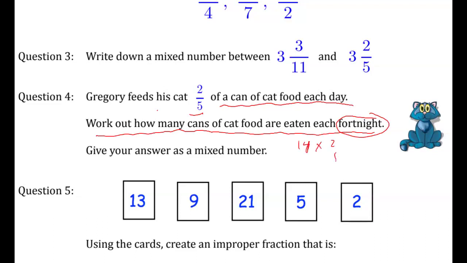times 2/5. That gives you 28/5. Change it to an improper fraction, which gives you 5 3/5. That's it. So don't forget, a fortnight is 2 weeks. It's 14 days.